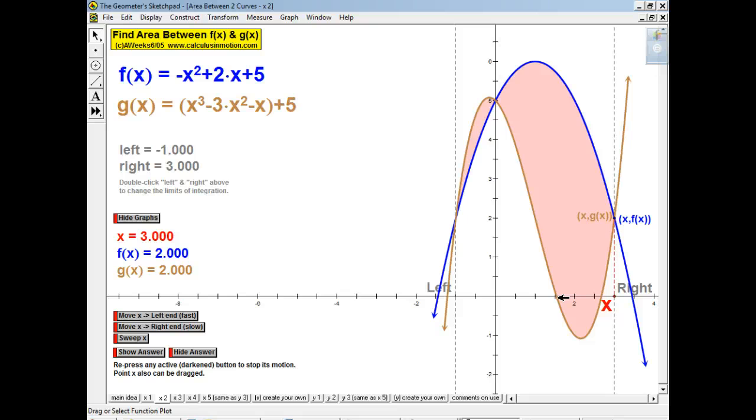Because we said with this, when it's with respect to x, it's top function minus bottom function. But from -1 to 0, the g of x is our top function and the f of x is our bottom function. But when we look at it from 0 to 3, it reverses. The f of x is the top function and the g of x is the bottom function. So any suggestions, Pablo?